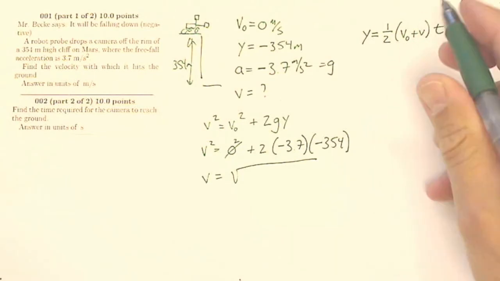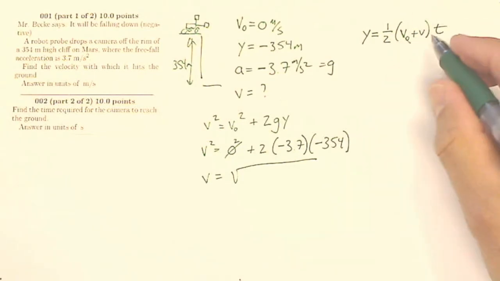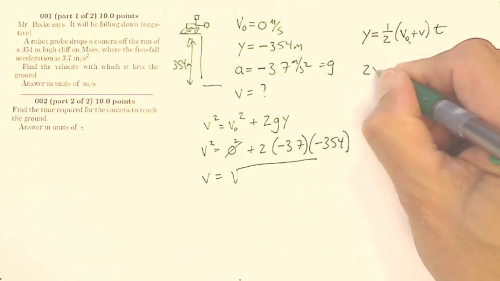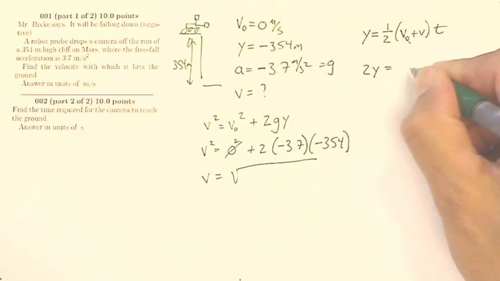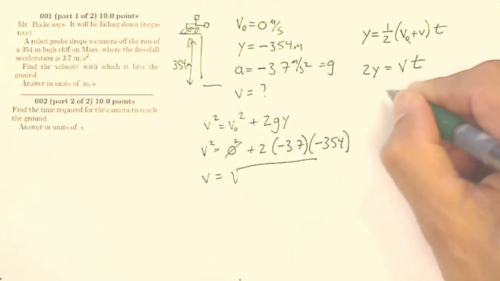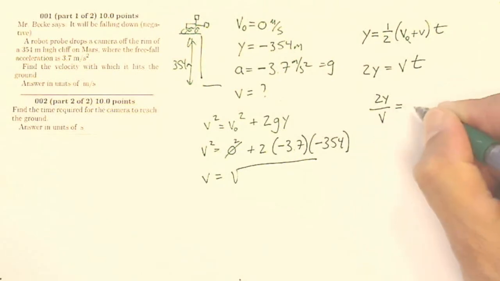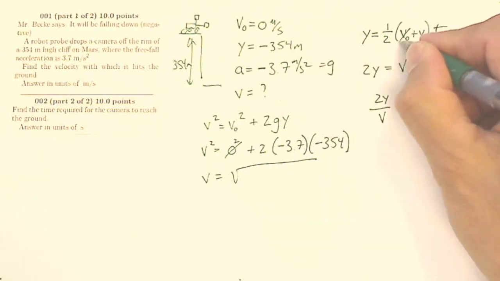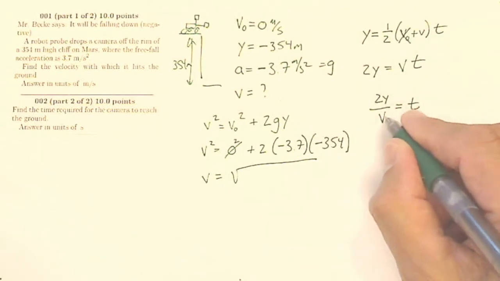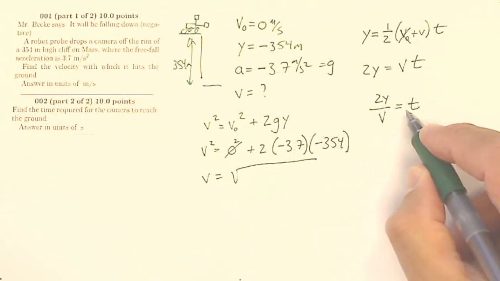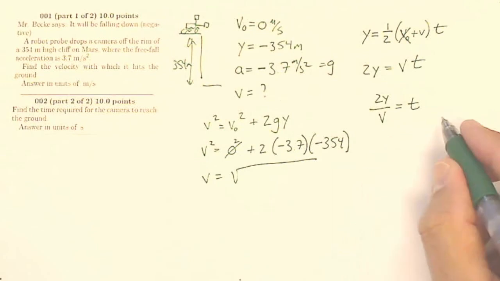Now v0 was 0, so that's going to go away. So if I want my time, let me multiply by 2. So that's 2y equals my final velocity times my time. So if I have 2y divided by my final velocity, that's going to be the time. But that's only because this one went away. So in this case, take your final velocity from here, twice your displacement divided by your final velocity. That will give you your time for it to reach the ground.